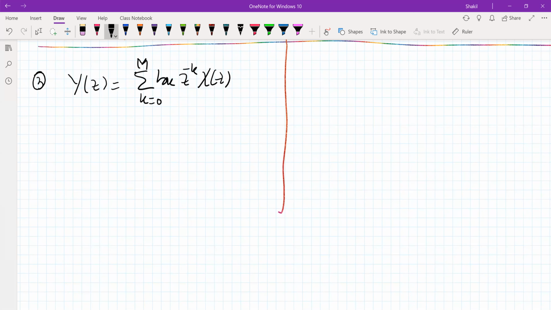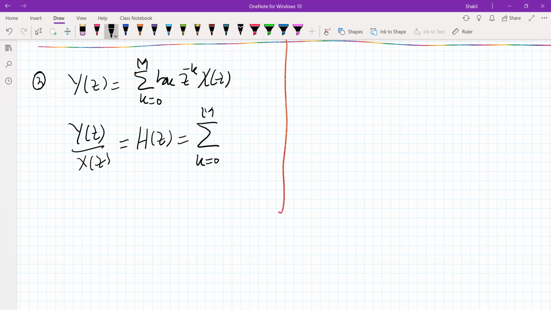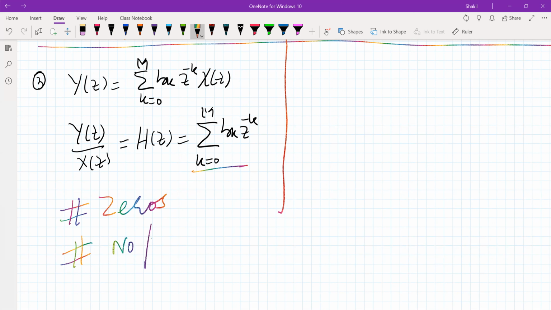How do you obtain the transfer function? Output by input. So output by input is H of z, the transfer function of the system. This is the transfer function, right? As you can have a look, there are only zeros in this. There are no poles. So there are no poles in an FIR system, right?